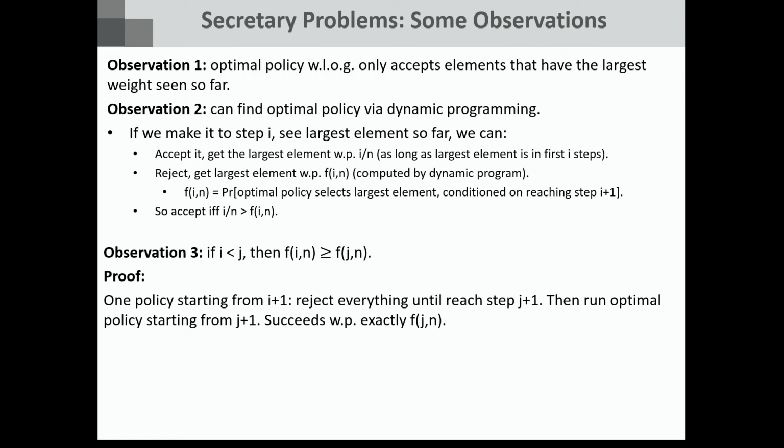Okay, so the next observation is that if i is less than j, then I claim that f of i n is at least as large as f of j n. Okay, so let's prove this. One policy that I can use starting from i plus 1 is to just reject everything until I reach step j plus 1, and then run the optimal policy starting from j plus 1. This will succeed with exactly probability f of j n, but maybe there's something better I can do starting from i plus 1 than deciding ahead of time that I'm going to reach j plus 1.